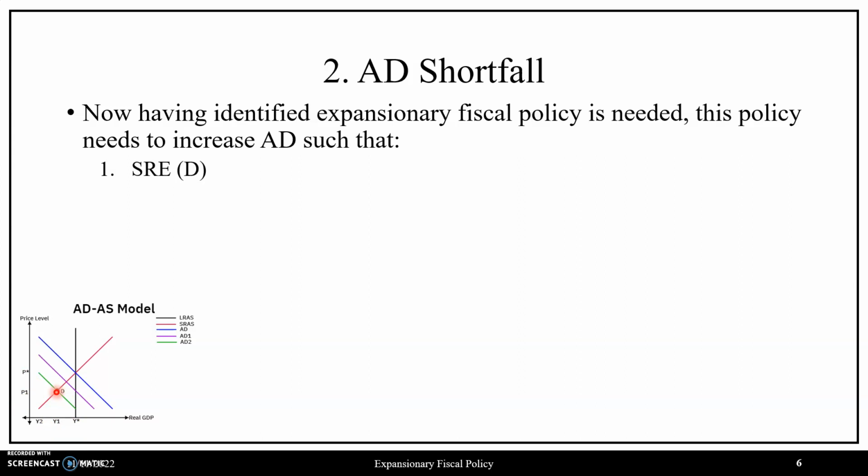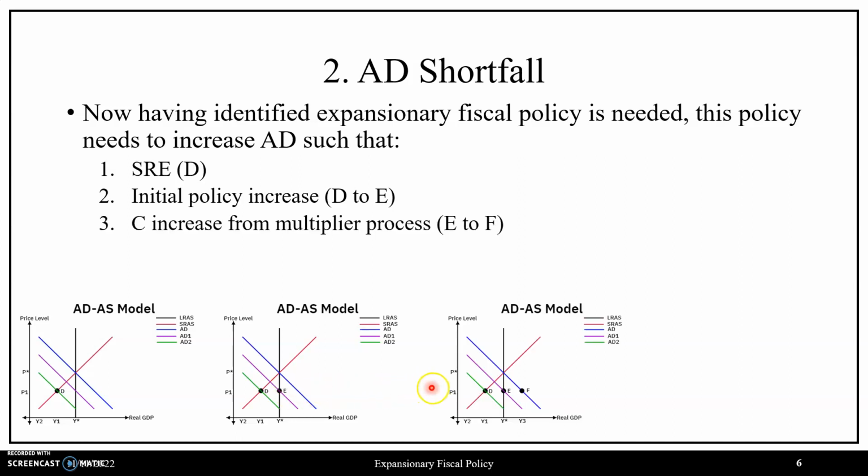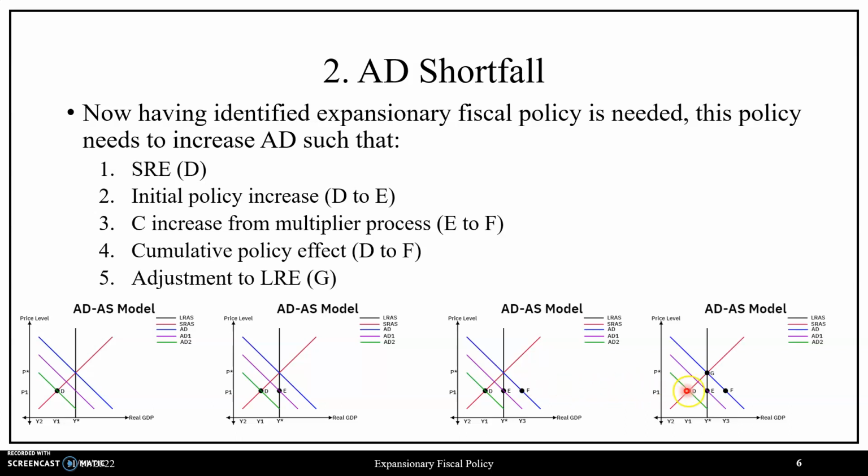Now, the government steps in and increases aggregate demand initially with expansionary fiscal policy, such that holding the price level fixed, there has been an increase in aggregate demand. This then kicks off a positive multiplier effect, where there's a secondary shift in aggregate demand due to an increase in consumption. After the initial policy change and the increase in consumption from the multiplier effect have been realized, the economy then adjusts to the long-run equilibrium at point G, where this economy is once again producing at potential real GDP and at the targeted price level P star.